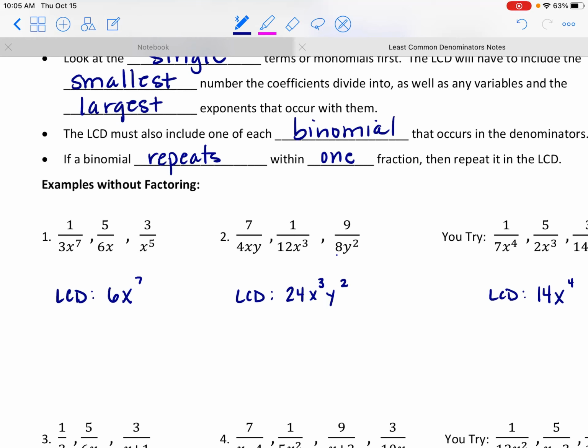But if you're not sure, remember, your common denominator has to be divisible by each of your denominators. So you can just check by doing a quick divide. Okay, the only time you'll have to repeat it, though, is if it repeats within one fraction, within one denominator.